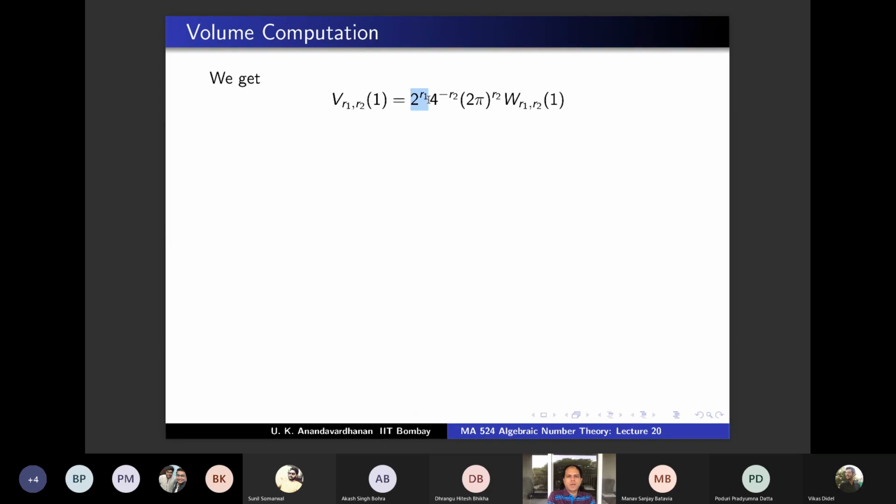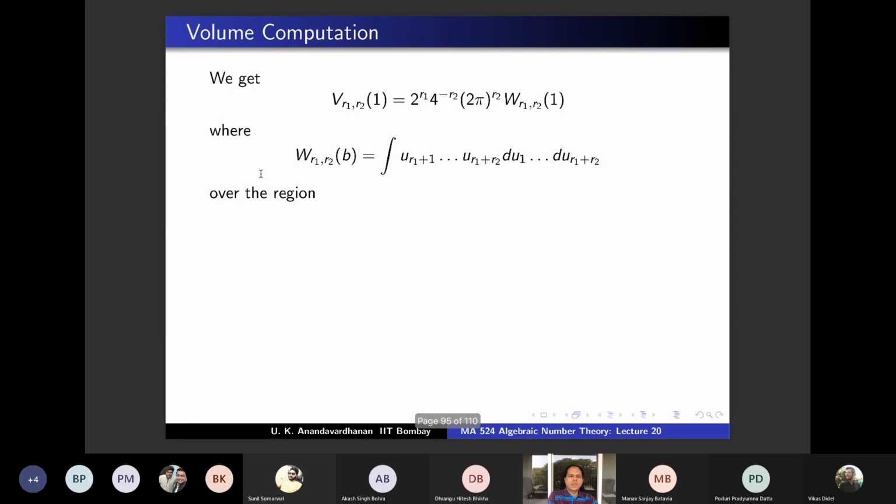So you have 2^{r1} coming out because u_i you have assumed positive. 4^{-r2} came out because of that change of variable. (2π)^{r2} came out of all those dθ's. And then the remaining thing is W_{R1,R2}(1), where W_{R1,R2}(b) is this integral over u and du's. There's no dθ because all of them have come out, and there's no difference between real and complex because of our change of variable w equal to 2u.